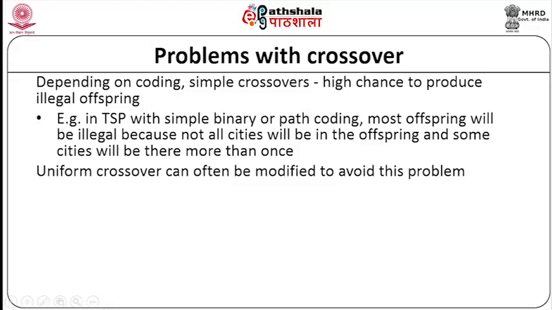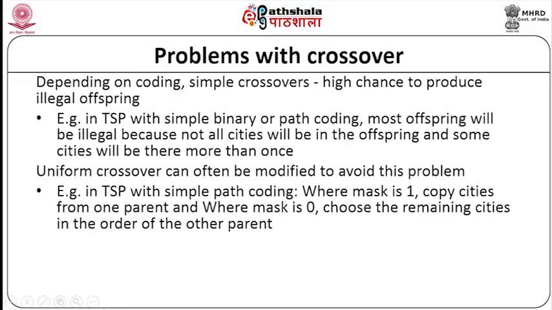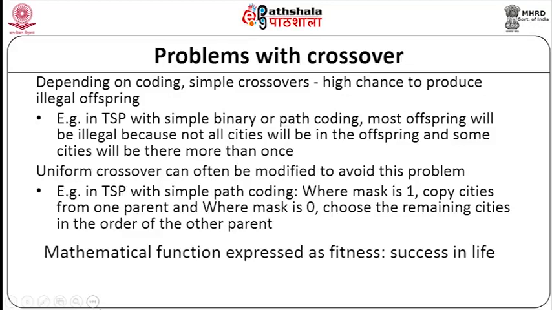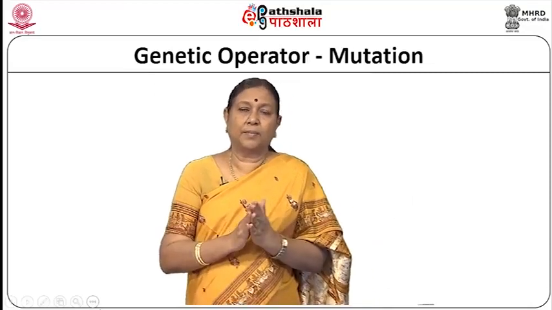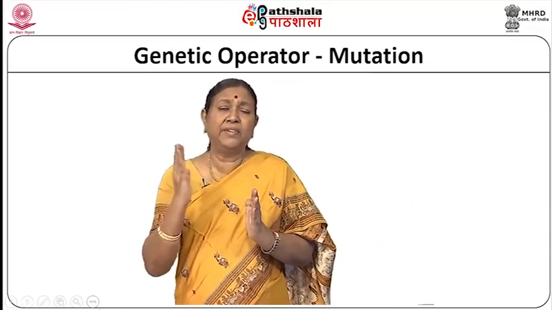Uniform crossover can often be modified to avoid the problem. For example, in the traveling salesman problem with simple path encoding, where the mask is 1 you copy cities from one parent, and where the mask is 0 you choose the remaining cities from the other parent. So, this way, by masking, you can modify the uniform crossover to avoid the problem of illegal offspring. So, the mathematical function is expressed as fitness, which is what success in life is also, in nature also. So, we have finished selection and we have finished crossover.